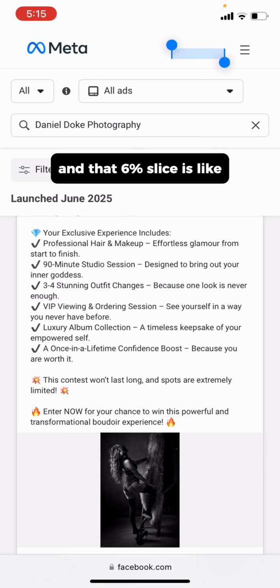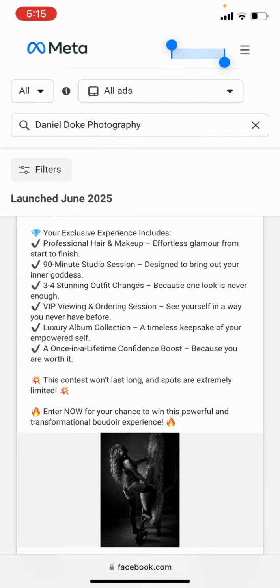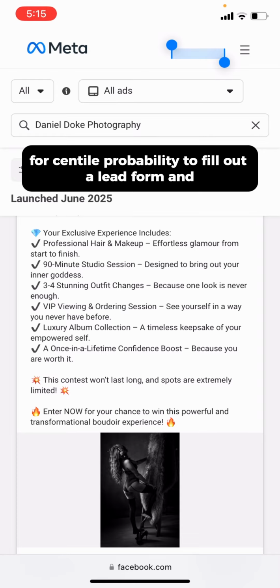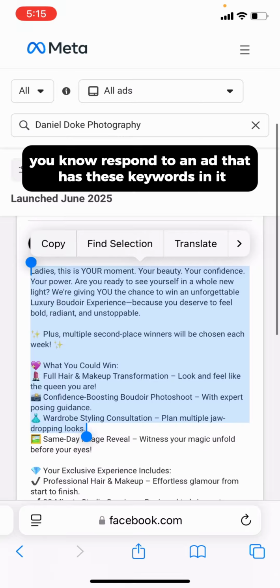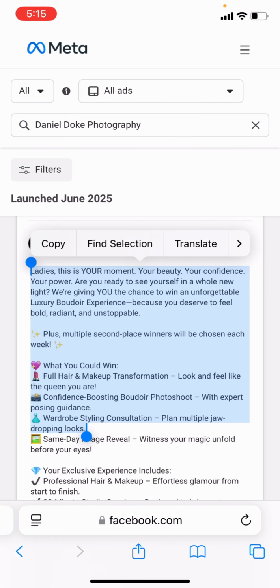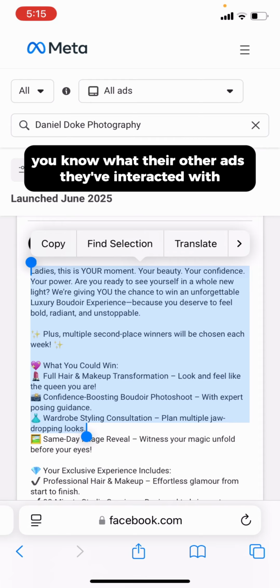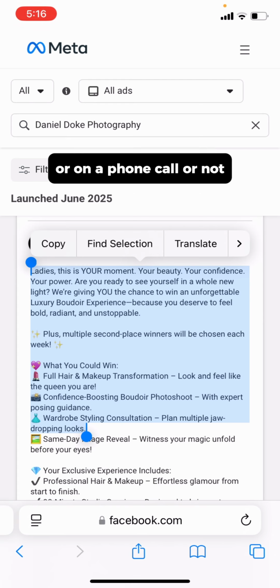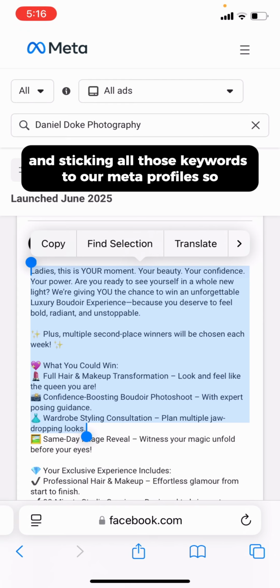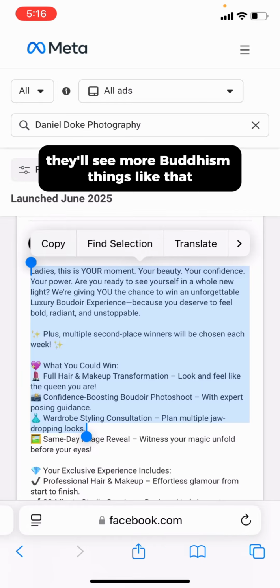And that 6% slice is like the 95th percentile plus probability, because of data point attributes on the profile history, to fill out a lead form and respond to an ad that has these keywords in it, based on what they're searching on Facebook, Instagram, Google, what other ads they've interacted with, and also just from kind of our microphones on our Facebook, Instagram app, recording all our conversations, whether we're on the app or not, or on a phone call or not, just having our phone around, and sticking all those keywords to our meta profiles. So, people talking about Boudoir, they'll see more Boudoir ads, things like that.